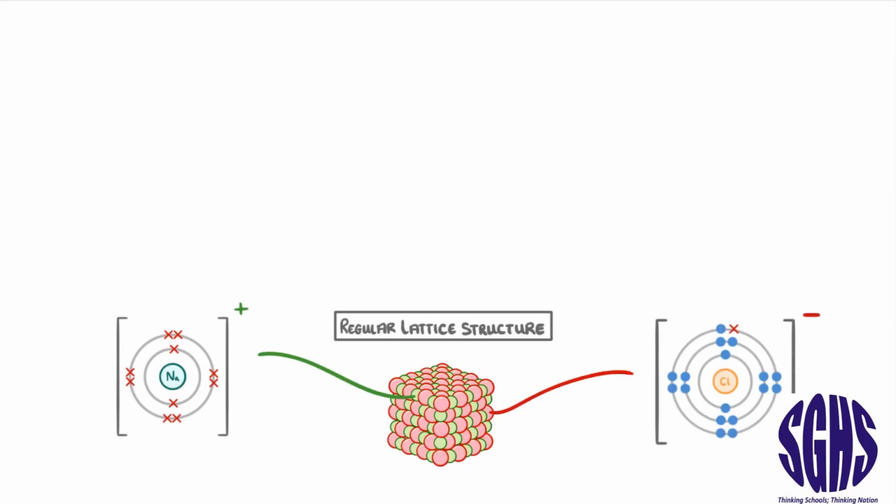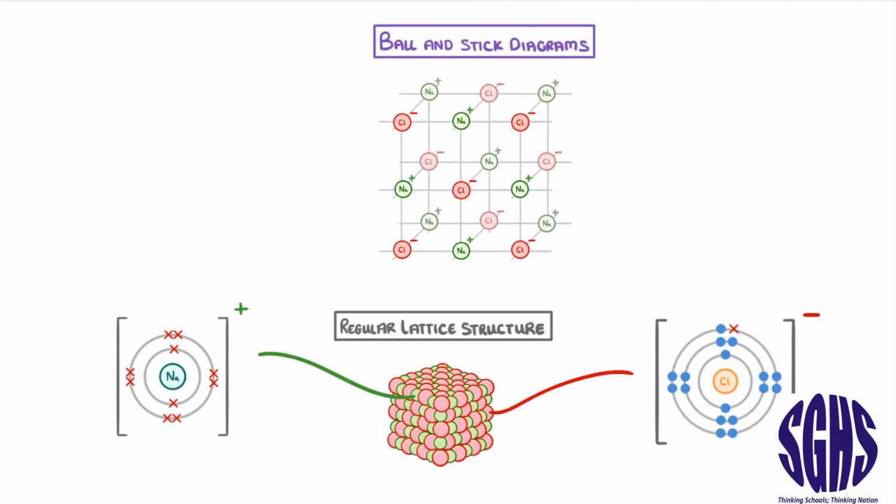We can also represent these ionic compounds with ball and stick diagrams, where we show the different ions and put lines between them to represent the ionic bonds.